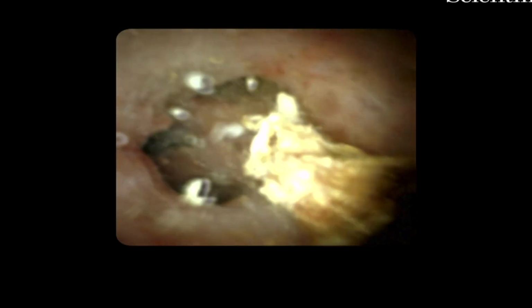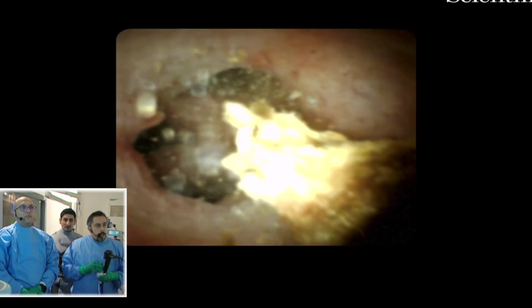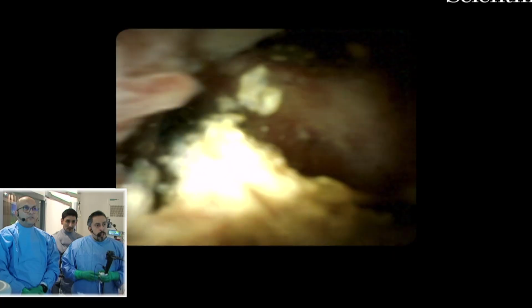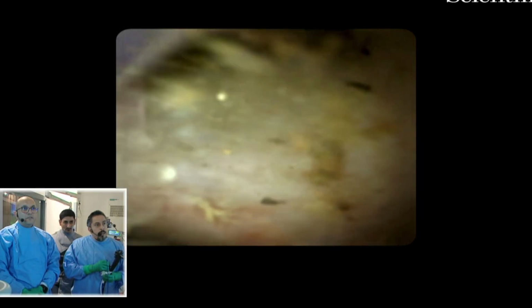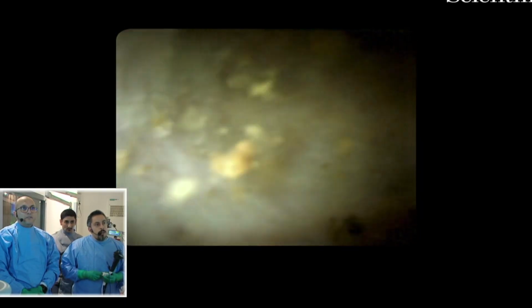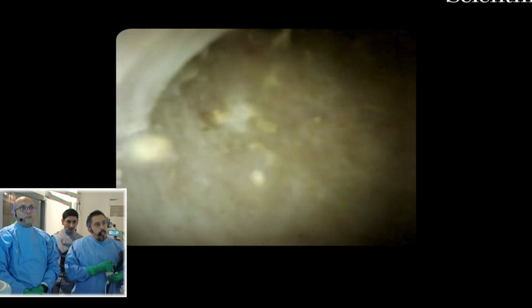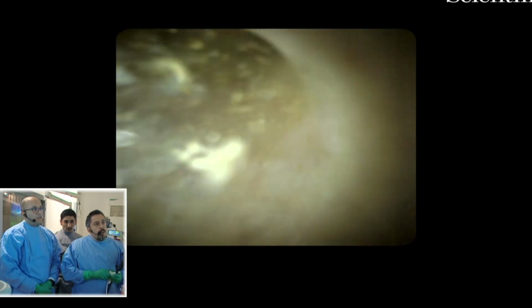So this is the area where the stone was impacted. We have crushed it, and we were able to pass beyond it smoothly into the hilum, and into the left and right hepatic duct. And you can see here, the left duct is clear. That's the fragmentation of the stone.